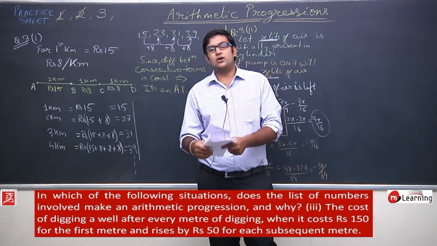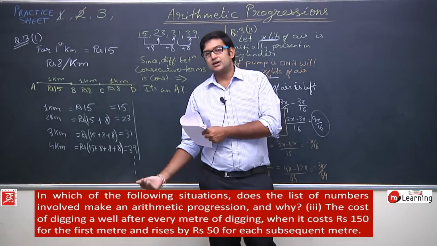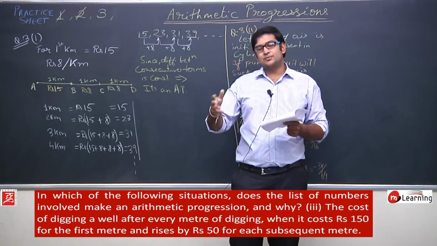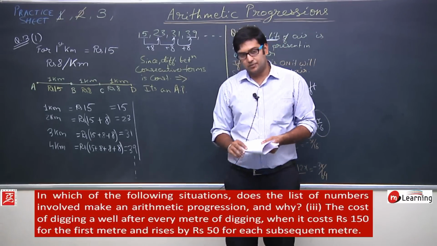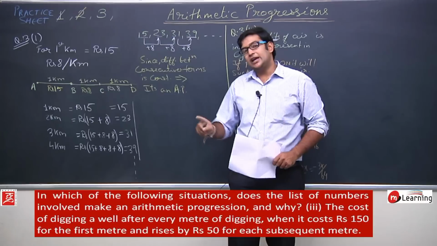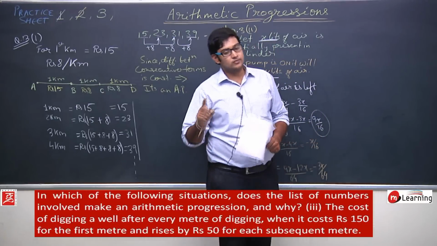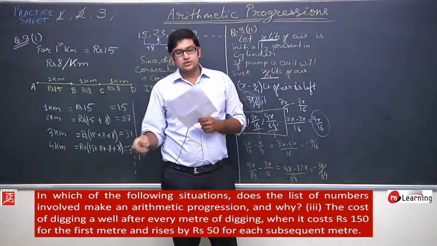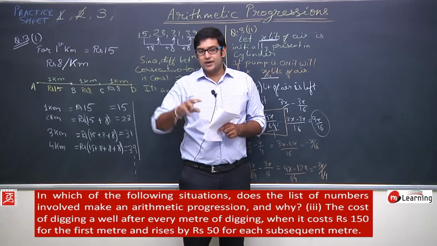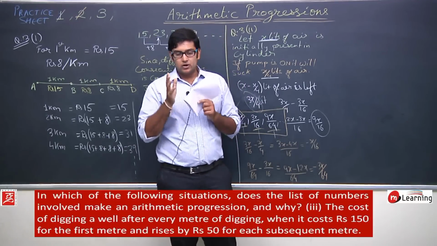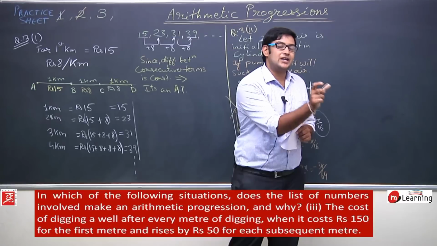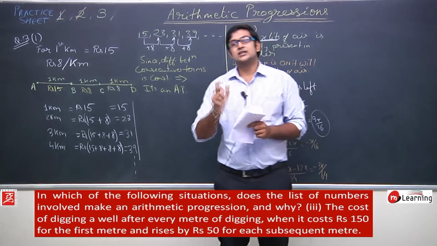That is, if you want a well of 1 meter depth, then you need to pay rupees 150. Now let us suppose you want a 2 meter deep well, so what will they say? They will say that for the first meter you need to pay rupees 150, and for every next meter you need to pay rupees 50 additional. So if I want a well of 2 meters, I will need to pay rupees 150 for the first meter and then rupees 50 for the second meter.